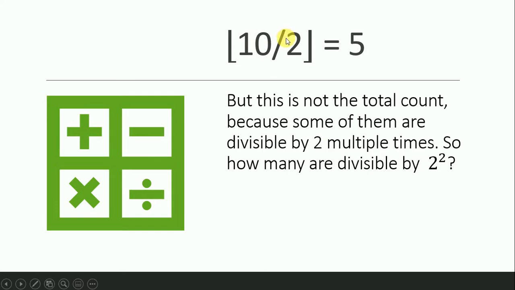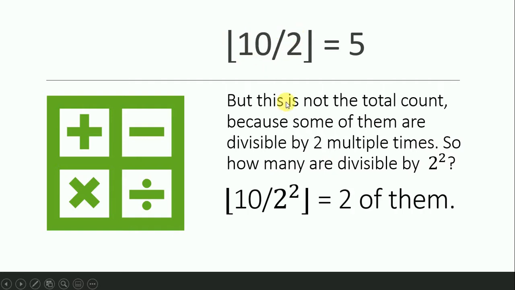8 divided by 2 is 4. 4 divided by 2 is 2. So you can actually divide 8 a lot of times. So how many numbers are divisible by 2 squared? You still apply the floor function. That will be the floor of 10 over 2 squared, which is 10 divided by 4, which is 2 point something, and applying the floor function, that will become 2. So there are two numbers from 2 to 10 that are divisible by 2 squared.